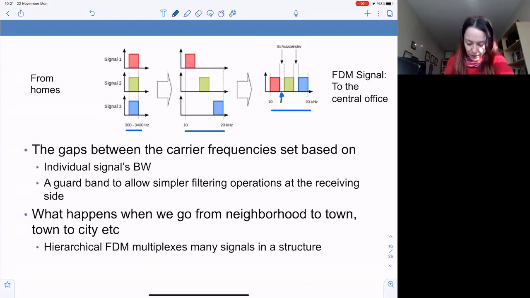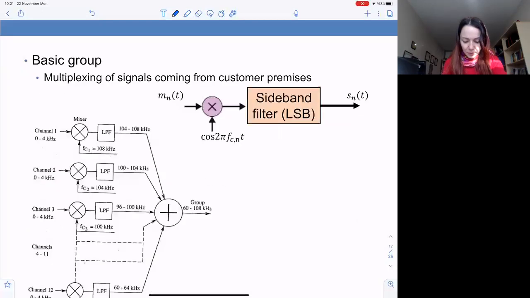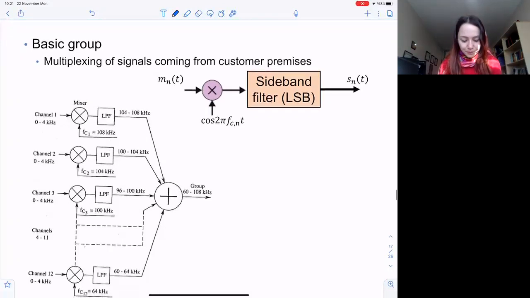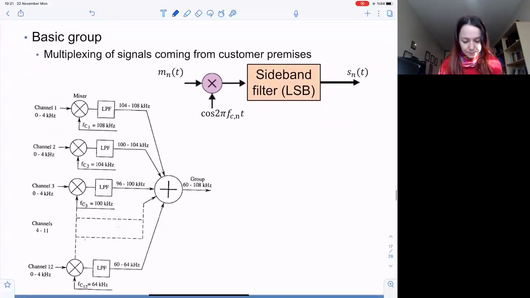So when we go from neighborhood to town, town to city, there's going to be a hierarchical structure where different bands are collected and added together. Pretty simple idea. But the idea resonated into the modern cellular communication systems.